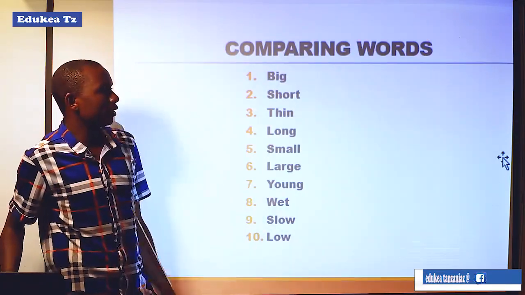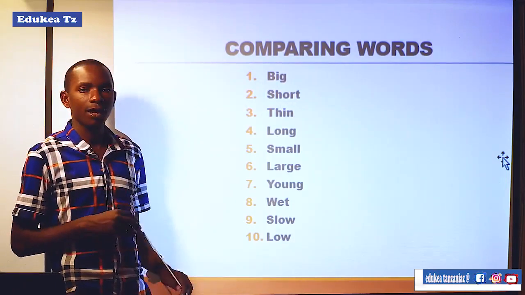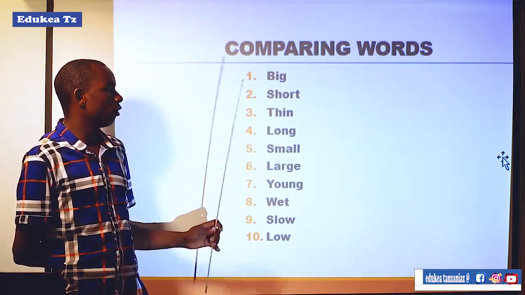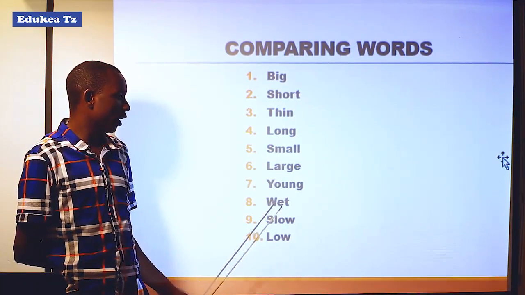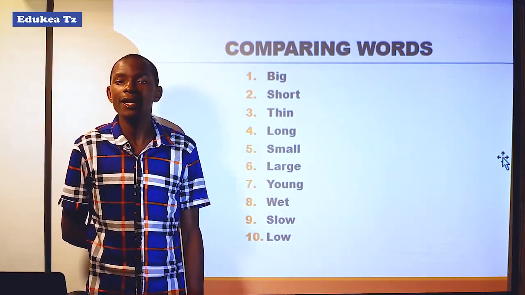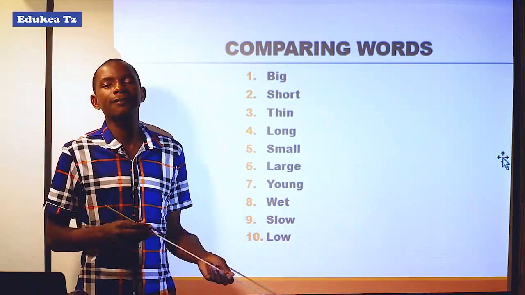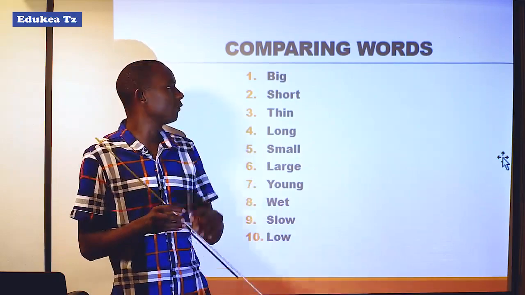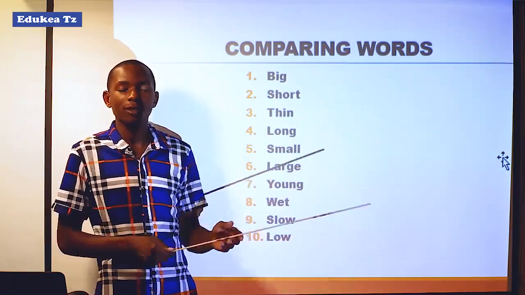Comparing words. These are the words which I use to compare both things and people: big, short, thin, tall, small, large, young, wet, slow, low. When we're talking about big, it is something which is very big. That is, if you see its physical appearance, it is very big due to its size. And short simply means that the distance of that thing or person is very short.